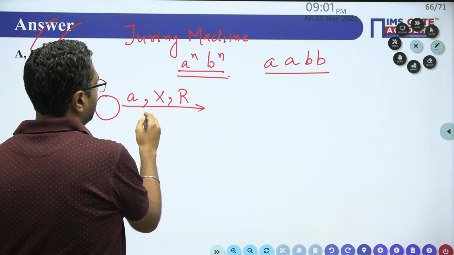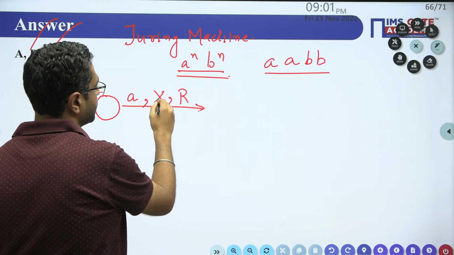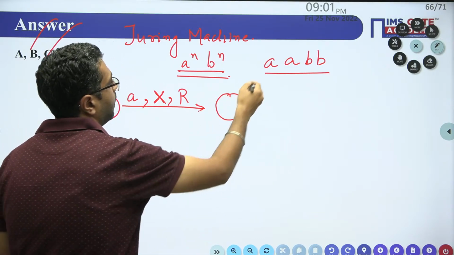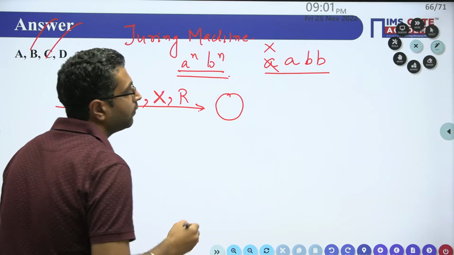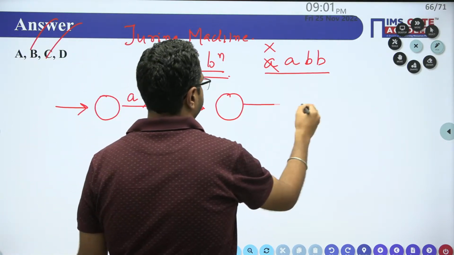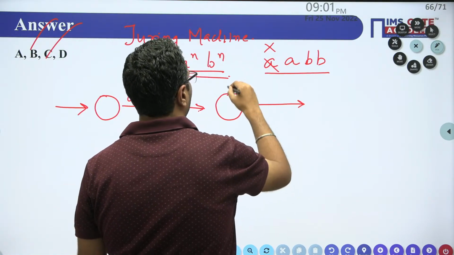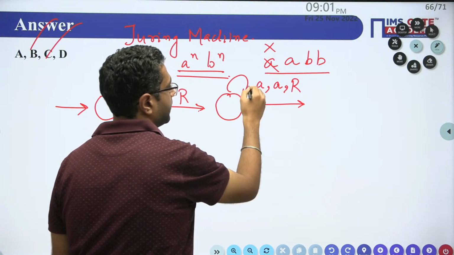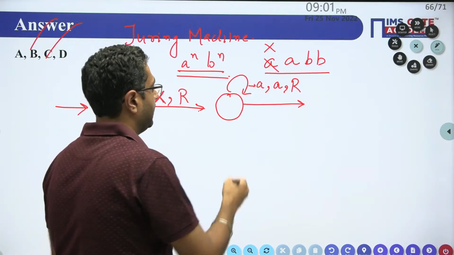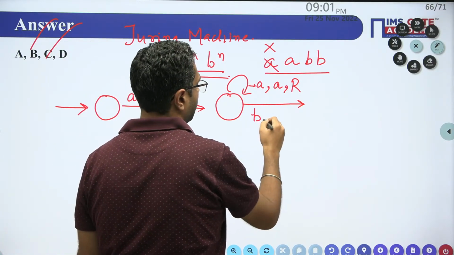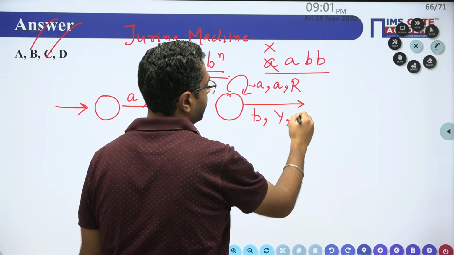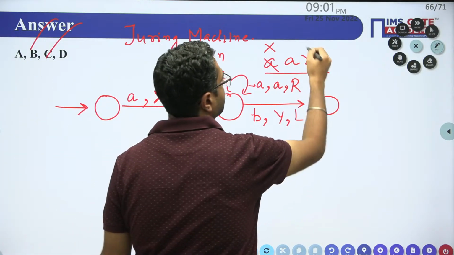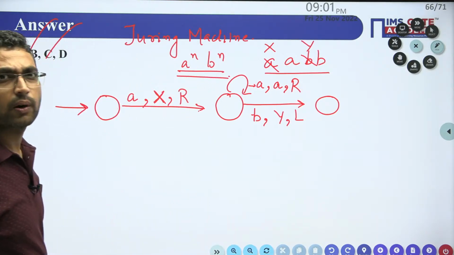Now we see that on a, I replace it with x and I move right. Now I have replaced this a with x and I moved right, and then all the a's which come on the way, I will keep on replacing them with a's, and I will keep on moving right. This is a transition for this. And once I reach a b, I'll replace the b with a y and then I'll start moving left. This is how we draw it.